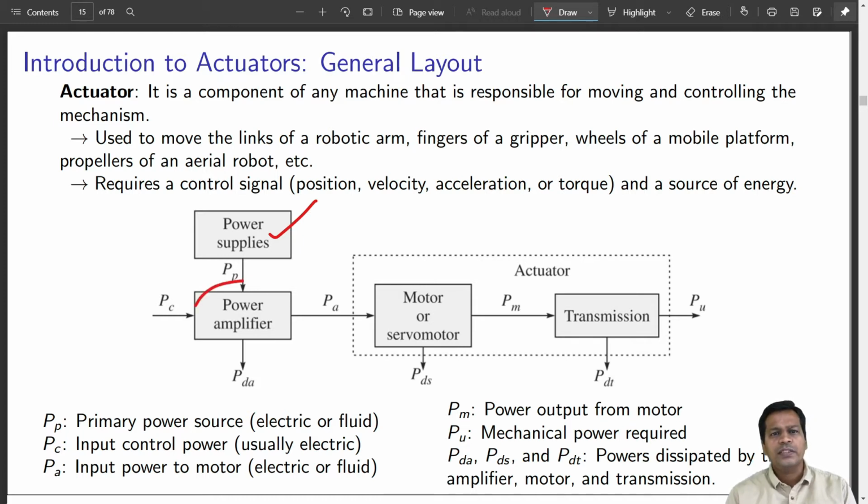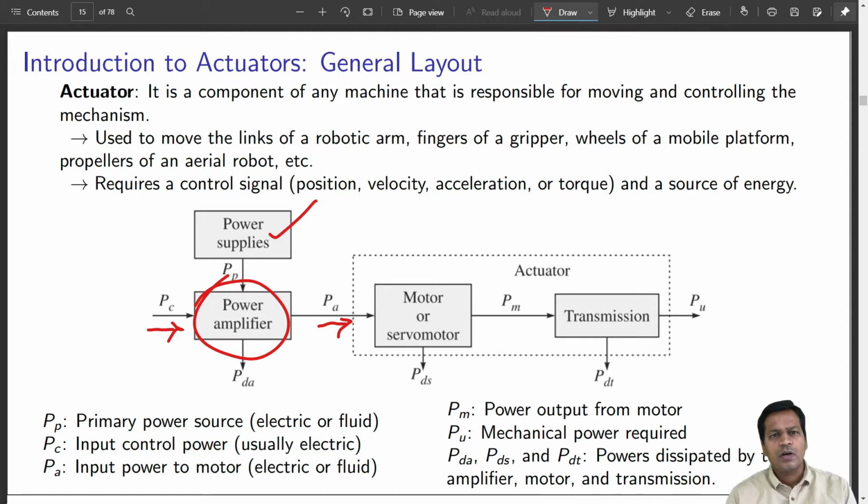Power amplifiers are required to amplify the incoming low powered signal corresponding to the position, velocity, acceleration or the joint commands, usually in the form of electric signals. This simply amplifies the weak incoming signals to the level which can directly be used to drive the actuators.